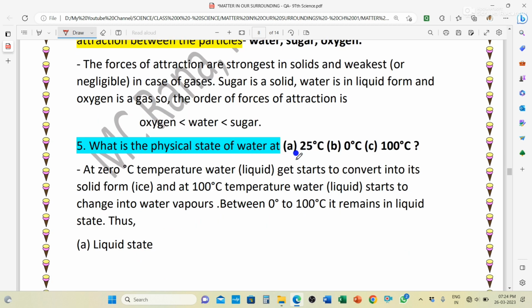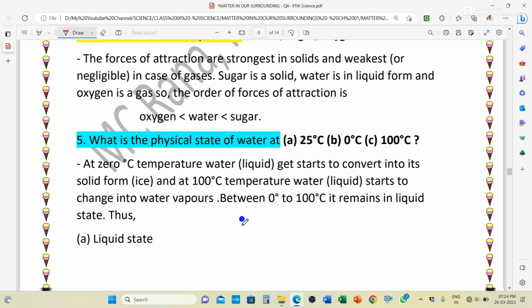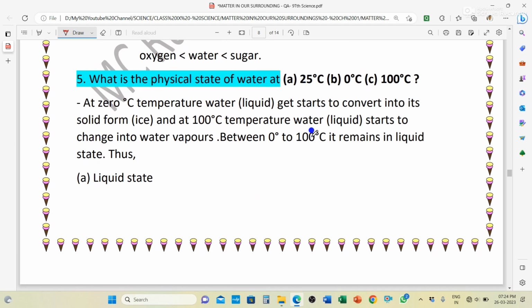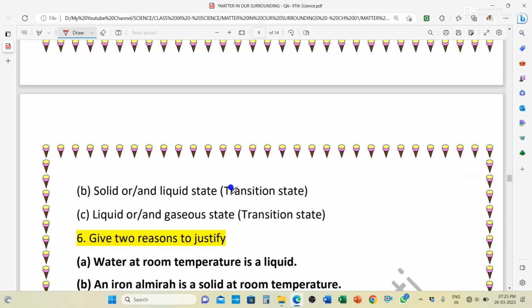What is the physical state of water at 25 degrees Celsius, 0 degrees Celsius, and 100 degrees Celsius? At 0 degrees Celsius, water, that is liquid, starts to convert into solid, that is ice. And at 100 degrees Celsius, water starts to change into water vapor. Between 0 and 100 Celsius, it remains liquid. So at 25 degrees Celsius, water will be in liquid form. At 0 degrees Celsius, water will be in solid or liquid state, because it is a transition state.